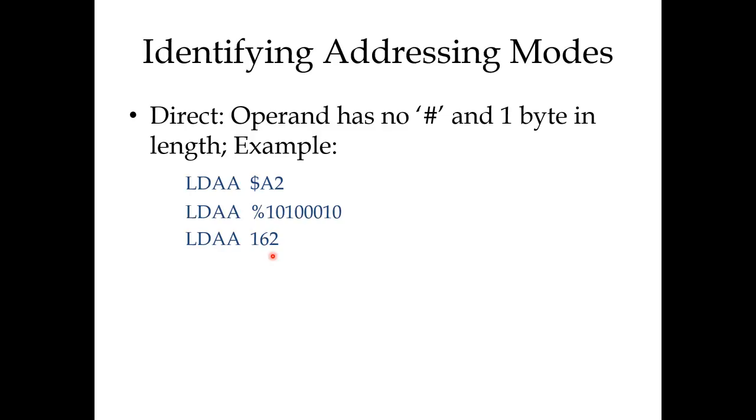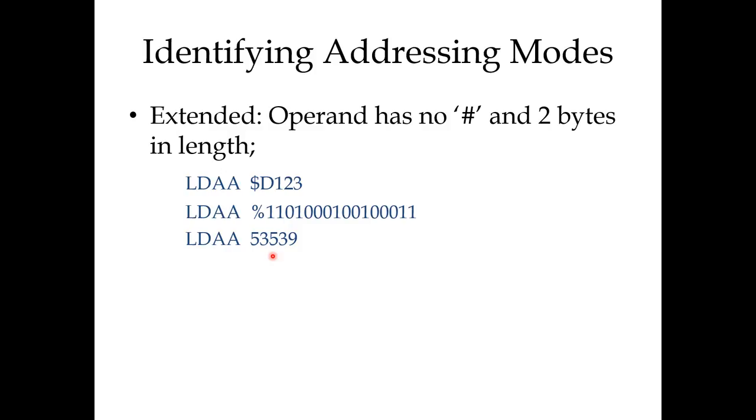Now, addressing mode again. If the operand is 1 byte and there is no pound sign, remember, pound sign is something else, right? If there is a pound sign, we know that is immediate. We don't even look at 1 byte, 2 byte. That's immediate. If there is no pound sign and the data is 1 byte, that's what? Direct, right? Addressing mode. Now next one, extended. No pound sign, but the data is more than 1 byte, meaning 2 byte.